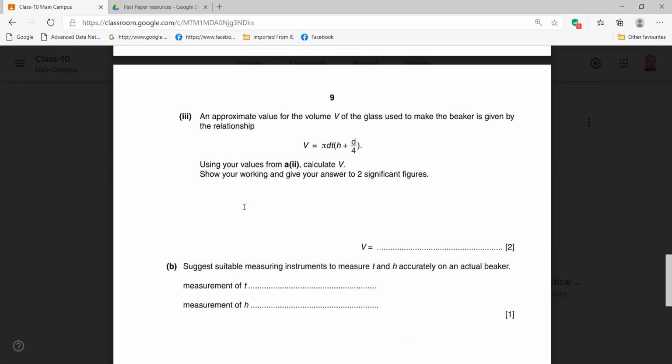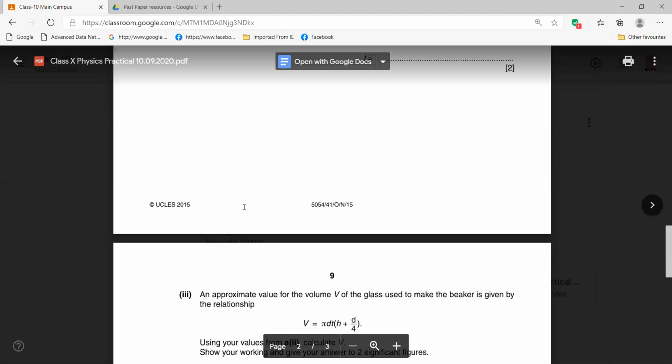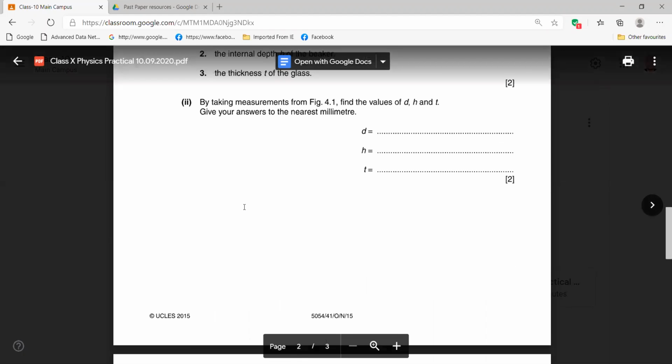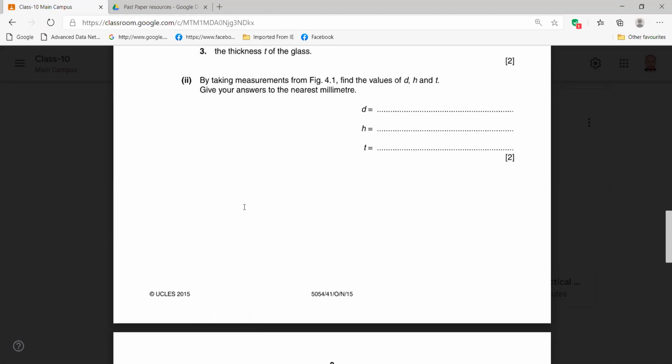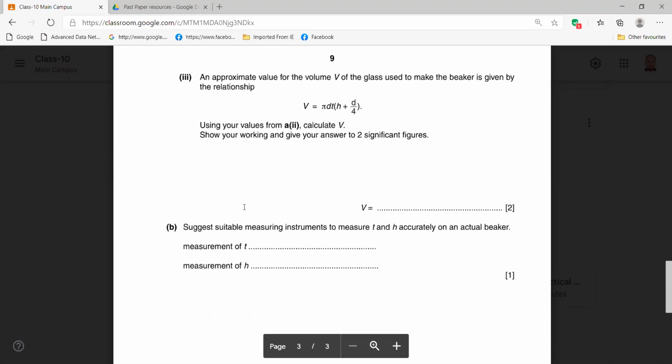What did H say? H is not audible. 0.2. H is 4.8 centimeter. No sir, 0.2 is the thickness. Listen, D is 4.6, H is 4.8, and T is 0.2 centimeter. Yes, sir. Okay, now do.